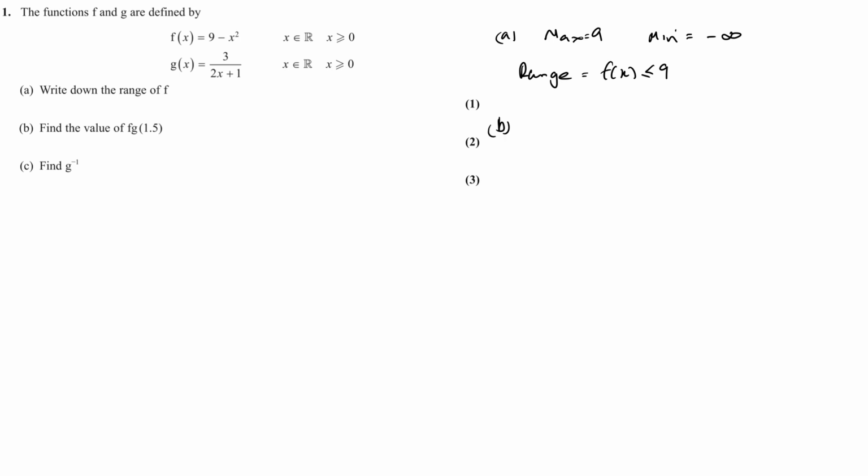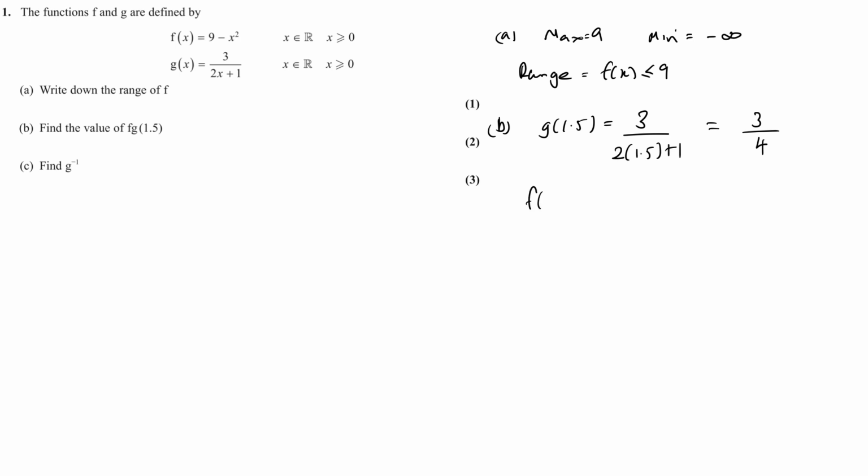Now, part B, we want fg of 1.5. So first we have to do g of 1.5. So that is 3 over 2 times 1.5 plus 1. So we get 3 over, now 2 times 1.5 is obviously 3, plus 1 is 4. So g of 1.5 is 3/4.